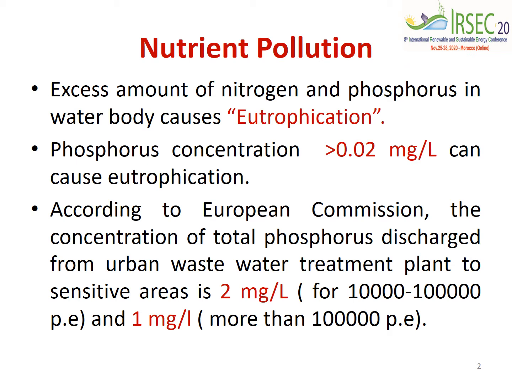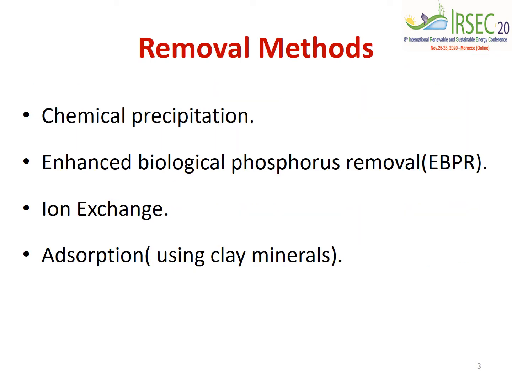Phosphorus concentration greater than 0.02 mg per liter can initiate this process, and there are strict rules about the concentration of phosphorus which can be discharged into the water. According to the European Commission, the concentration of total phosphorus discharged from urban wastewater treatment plants to sensitive areas is 2 mg per liter for 10,000 to 1 lakh population equivalent and 1 mg per liter for more than 1 lakh population equivalent. Also, there should be minimum 80% reduction in phosphorus concentration with respect to the load of influent.